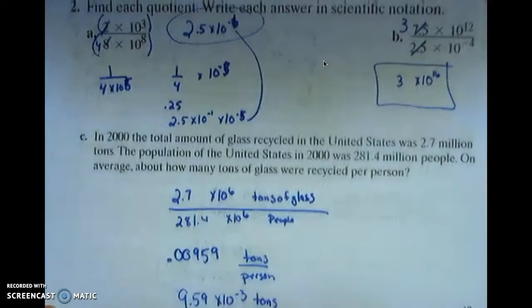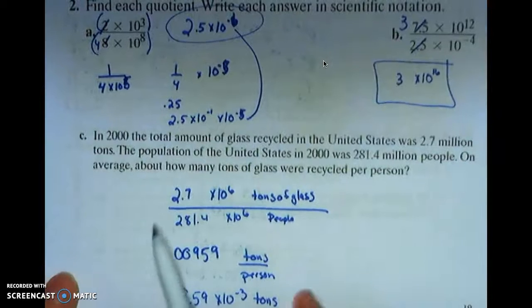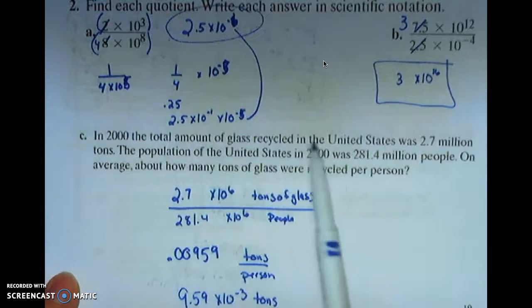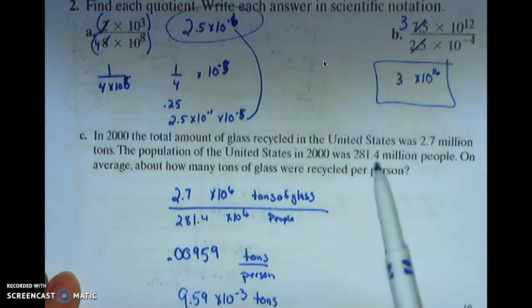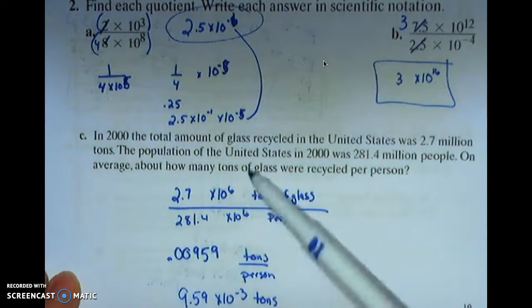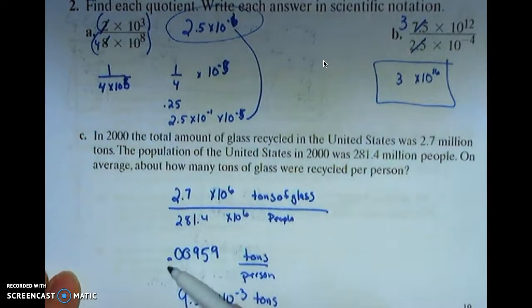In our application problem here, we have the total amount of glass recycled and the U.S. population. When we use our division here, we end up getting 0.00959, and that is rounded, and then writing that in scientific notation. So each person is not recycling a full ton. That's what that tells us there.